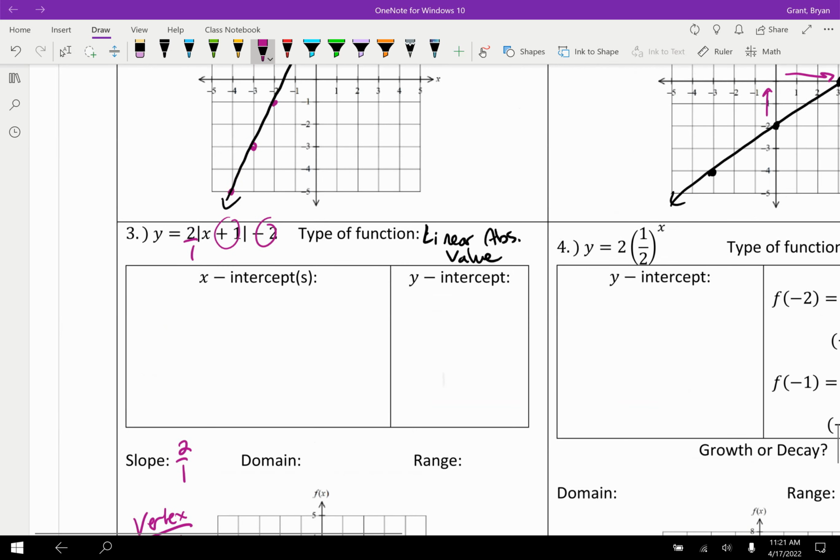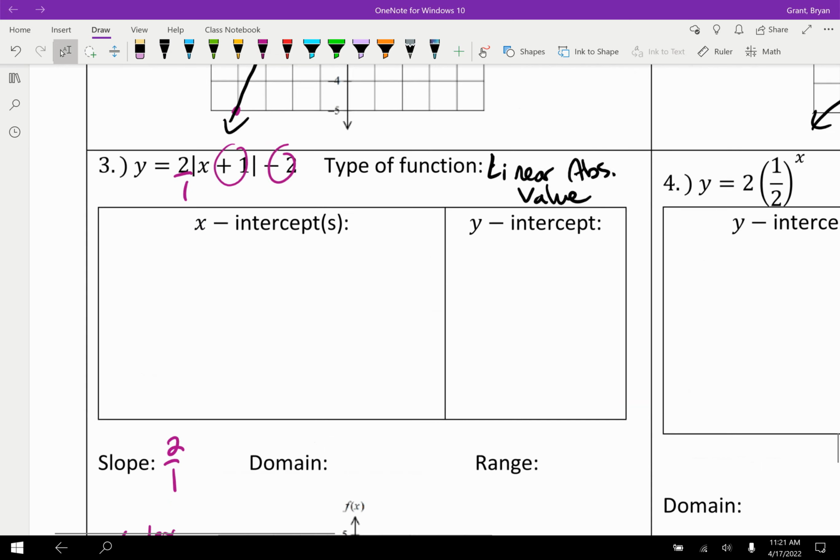Okay. And then our x-intercepts. Oof, this is the one that takes a little bit longer, but it's not too terrible. 0 equals 2 absolute value of x plus 1, minus 2. We're going to add 2 to both sides first. So 2 equals 2 times the absolute value of x plus 1.